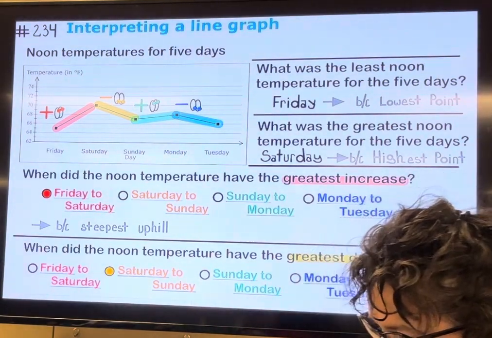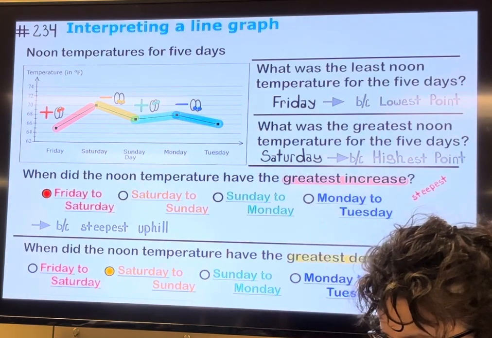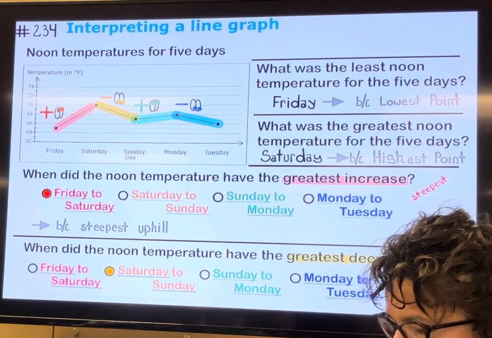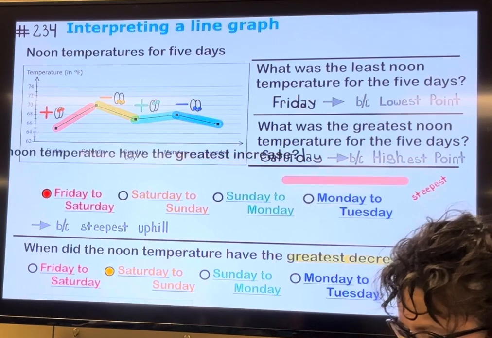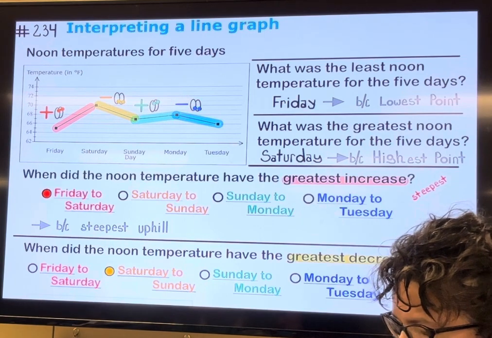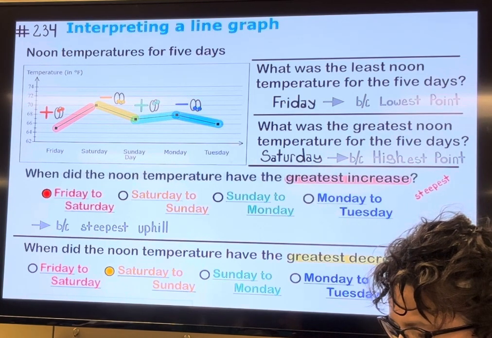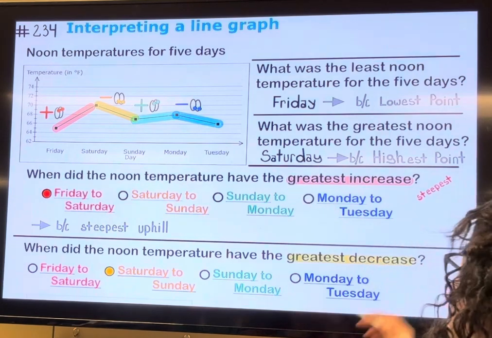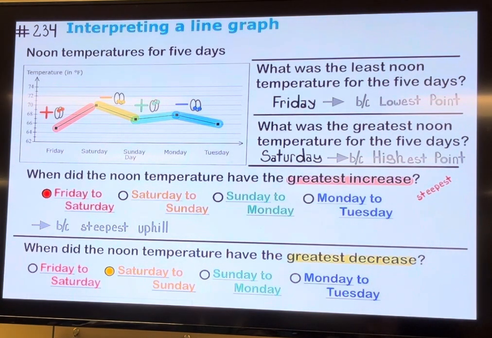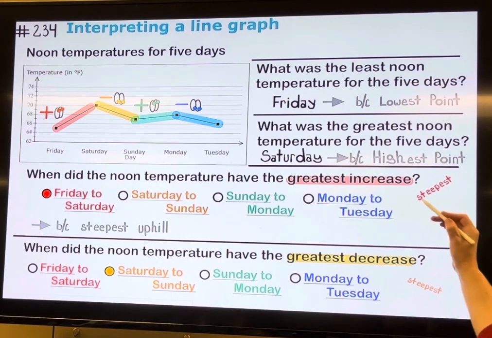And then I'm just going to go ahead and put this in here for your final notes that this is the steepest going uphill, and this one is the steepest going downhill.